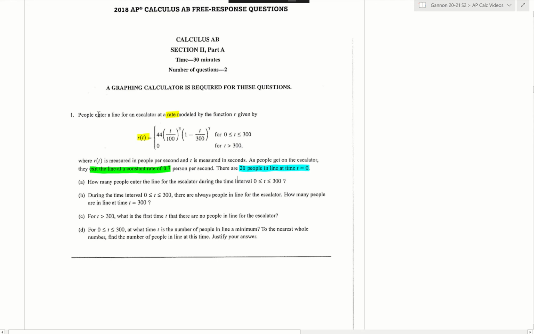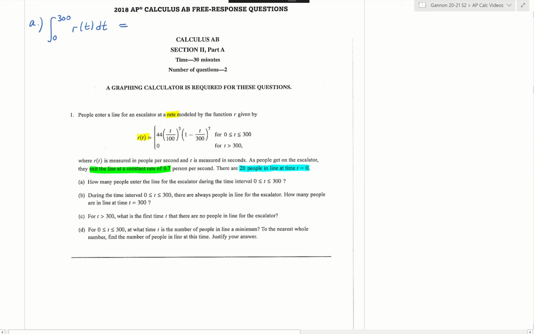So let's take a look at part A. Part A says: how many people enter the line for the escalator during the time interval t greater than or equal to 0, less than or equal to 300? We were given that r was the rate at which people enter the line, and we need to remember that if we integrate a rate, we get the amount of change. So for part A, we set up the integral from 0 to 300 of r of t dt.